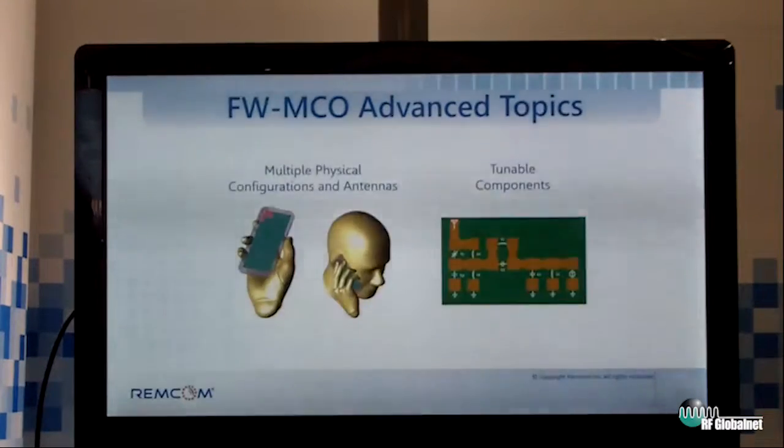So that's just one quick example, but we also have advanced topics where we can support multiple configurations. So here we have an antenna that's being held in a hand or up next to the head. So we can optimize simultaneously over these 2 cases and figure out what the optimal component value should be. And then we can also consider tunable components. So if you have a tuner that can take on multiple states, well then we can support that as well and tell you which value should go with which state.